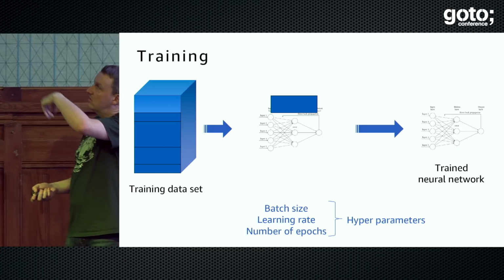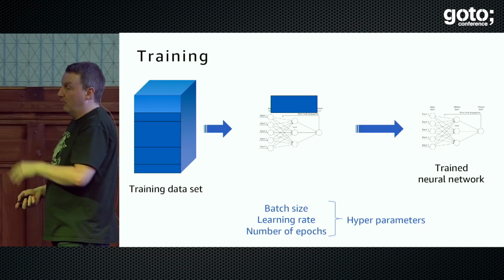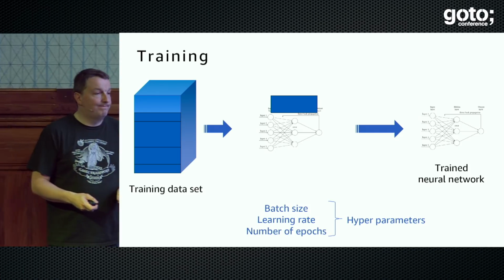And the number of epochs is actually how many times you will go through the full data set. These are called hyperparameters, and they're critical in getting good results.